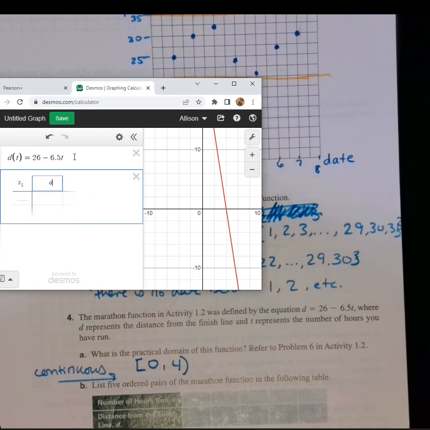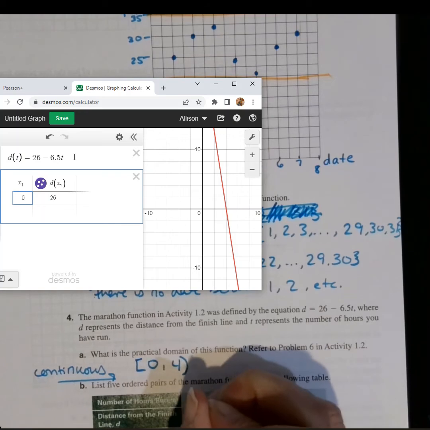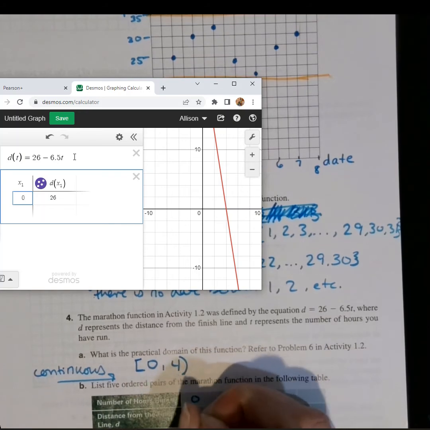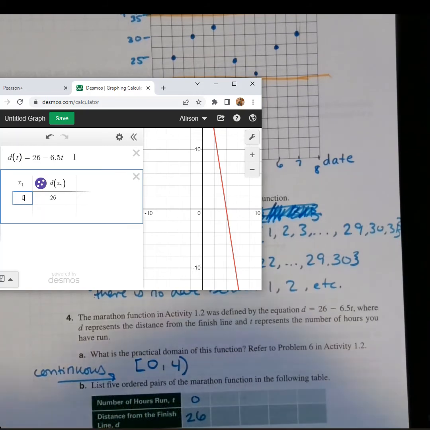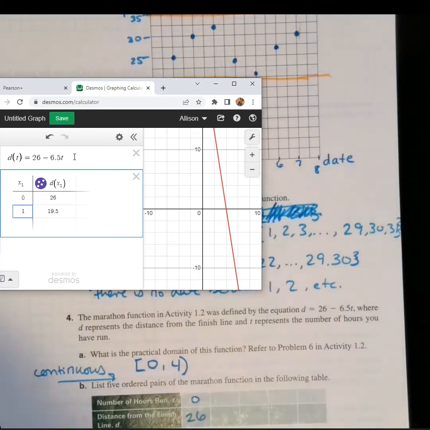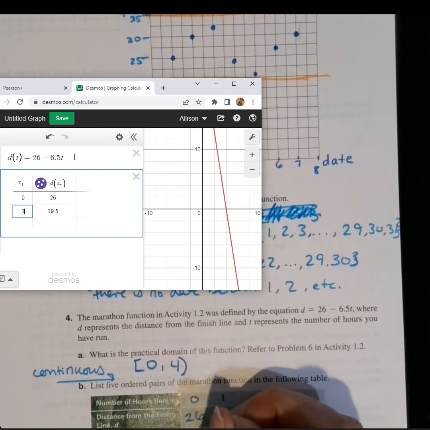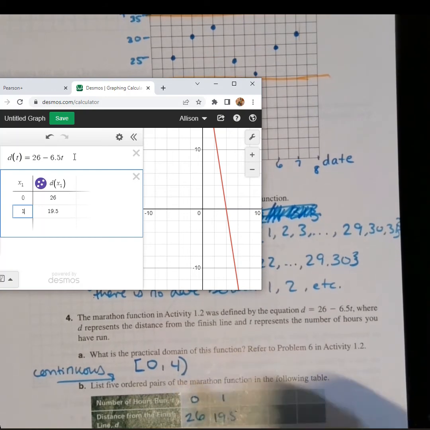And we'll evaluate the function d at all the x inputs in our table. And it says list 5 ordered pairs. So I'll start with 0. Our first ordered pair will be (0, 26). If we've run for 0 hours, we have 26 miles left to run. Then I'll say 1. If I've run for 1 hour, I have 19.5 miles left to go.